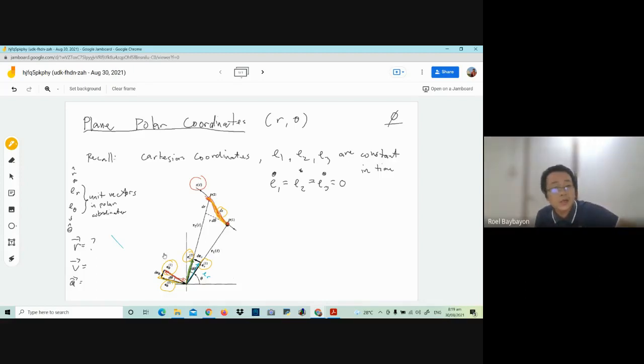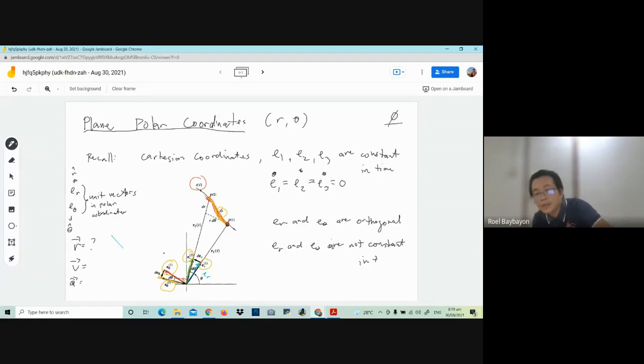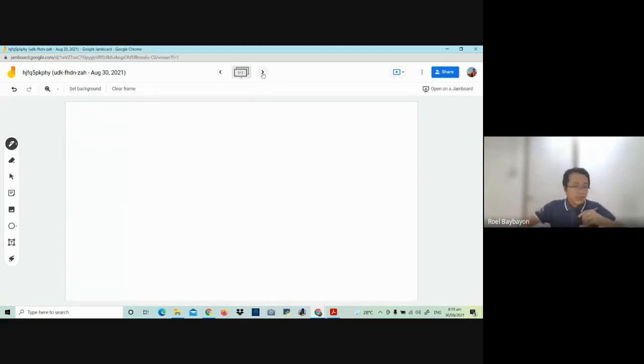e_r and e_theta are orthogonal, but e_r and e_theta are not constant in time.